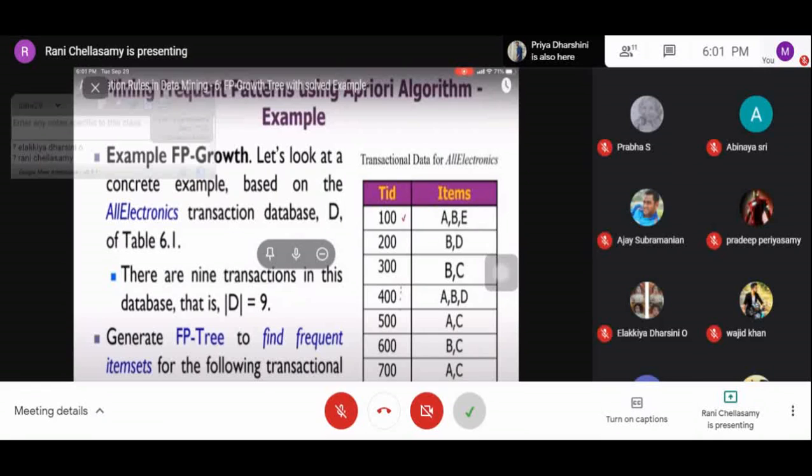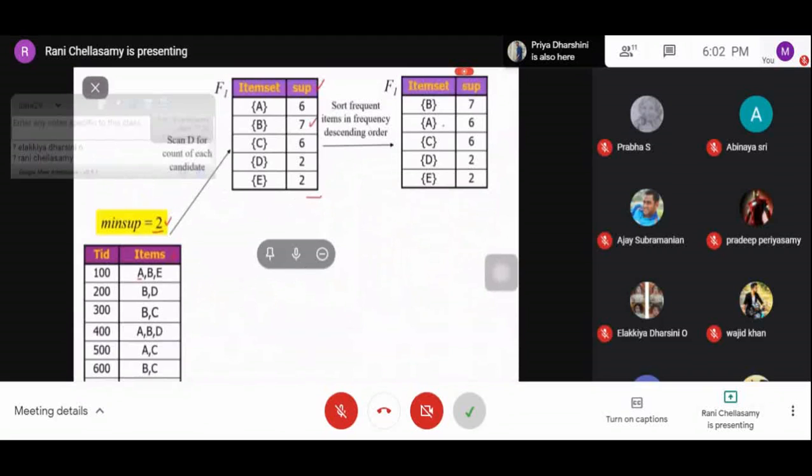Here you are given nine transactions consisting of many items in each transaction. The main objective in FP growth is first constructing, or generating, the FP tree to find the frequent item sets. In the FP growth algorithm, you need not find candidate generation. See here, the given minimum support threshold value is 2. First you have to scan D.